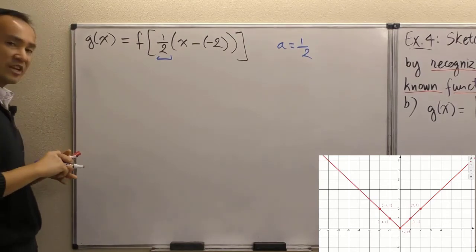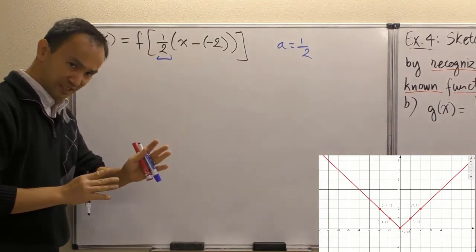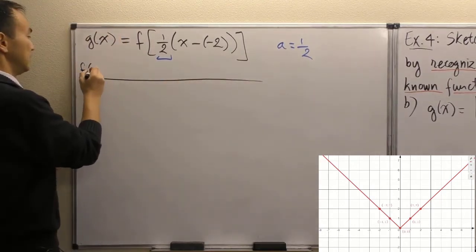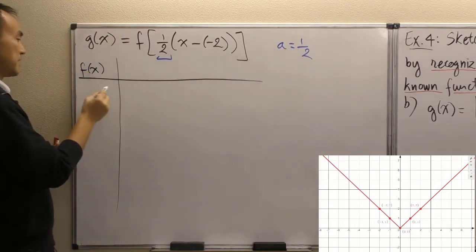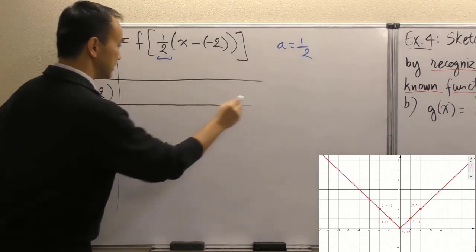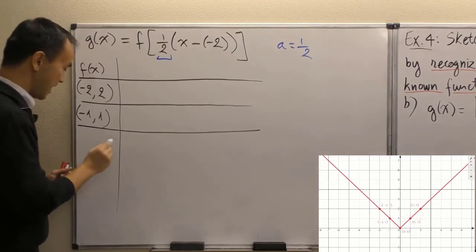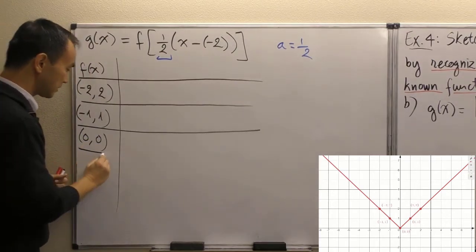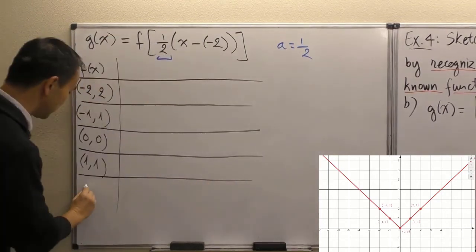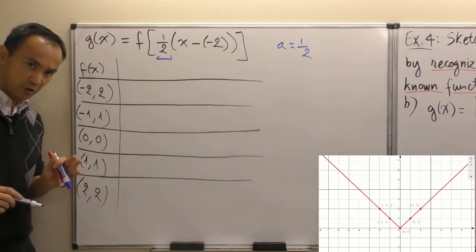So now let's construct a table of values, or rather a table of all the guiding points. So f of x in the parent function has the following guiding points right here: negative 2, comma 2. Then we have negative 1, comma 1. We have another point at 0, comma 0. And we have another point at 1, comma 1. And we have a point at 2, comma 2. So these are the guiding points on the original parent function.